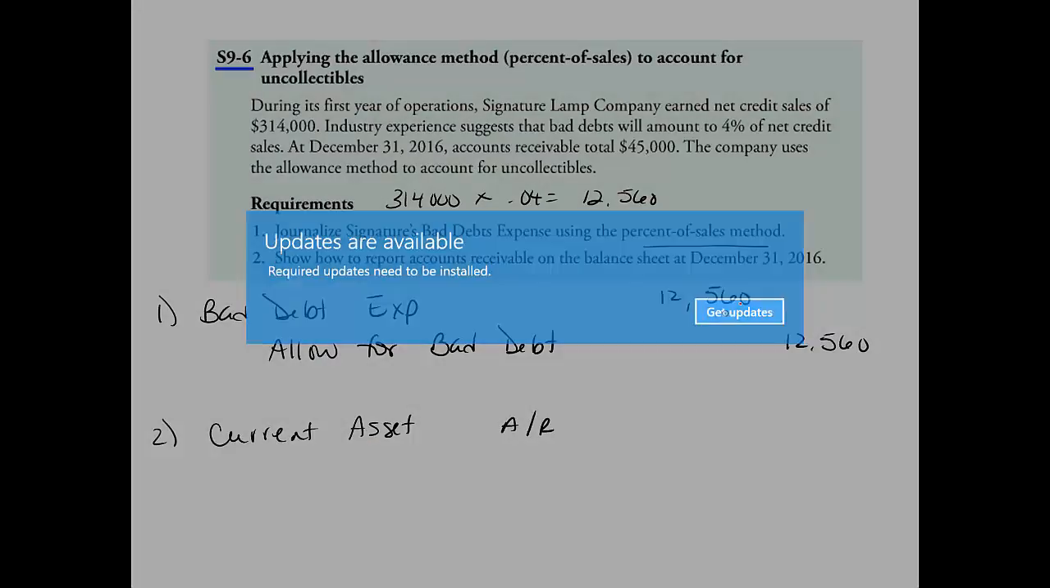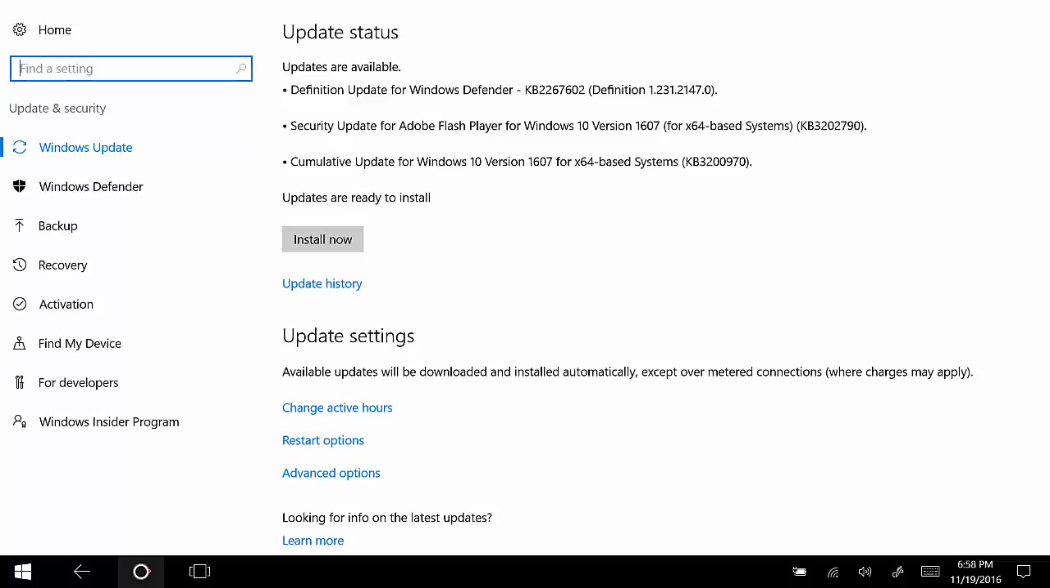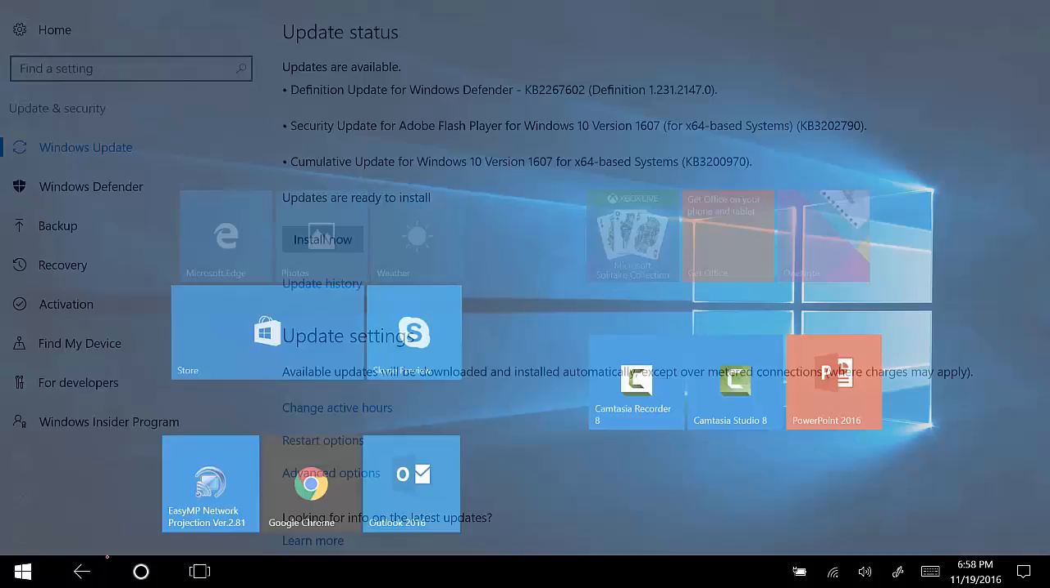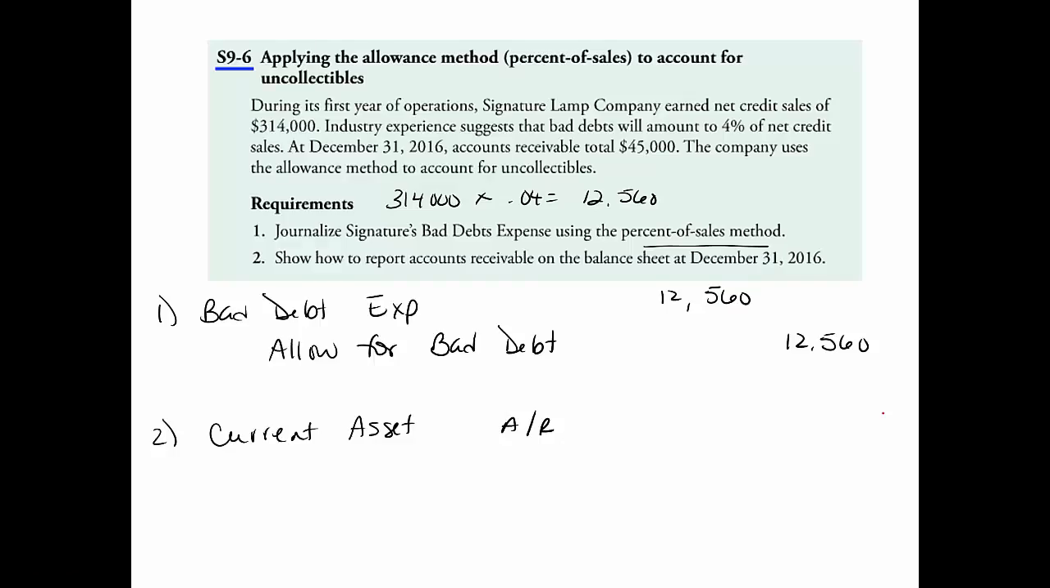Oops, oh, I hate that thing. Sorry, hold on. Okay, it's just like it won't let you just shut it down. You have to just open it up.